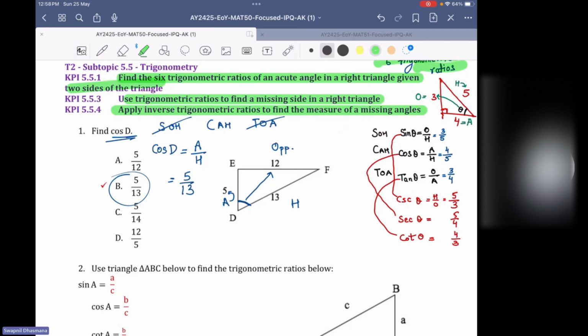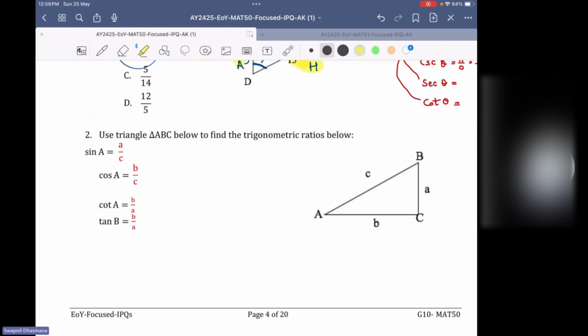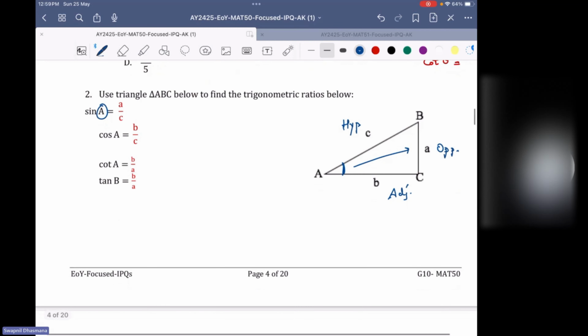Because cosine only wants adjacent and H. Same as here. We have to find all the angles. So they did it, but I'll just mark because they are looking at A, which means this is theta. So opposite is this side. This side is adjacent. And this side is hypotenuse. And you will use SOHCAHTOA.